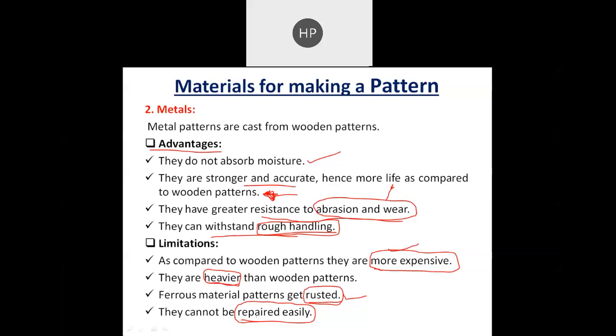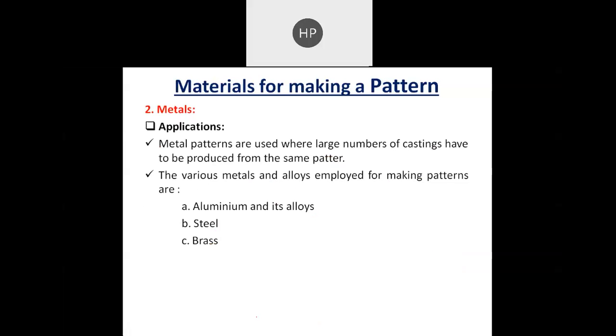But still in some cases we are using metals as a pattern material. It has an application that metal patterns are used where a large number of castings are to be produced from the same pattern. So when we have a large number of castings of the same shape and size, if we do not want to change the shape and size and we want to produce a large number of products, then we can go for a metal pattern.